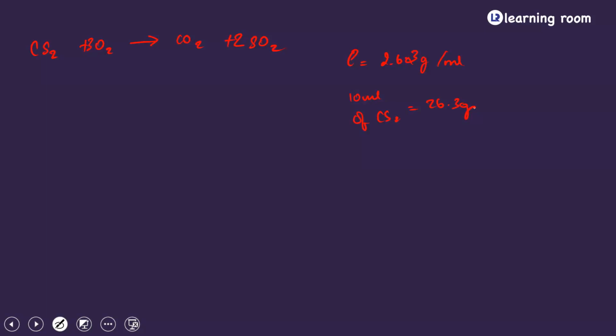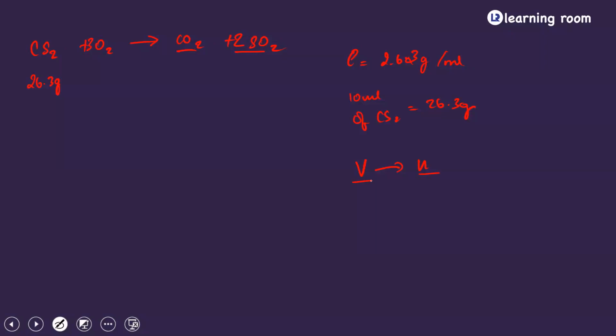We'll have to now understand. I have got 26.3 grams of carbon disulfide. Here, what was the question? The volume of the resulting gases. So, what is the relation between volume and mass? Do you know any relation between volume and mass? The relation is between volume and number of moles, not volume and mass.